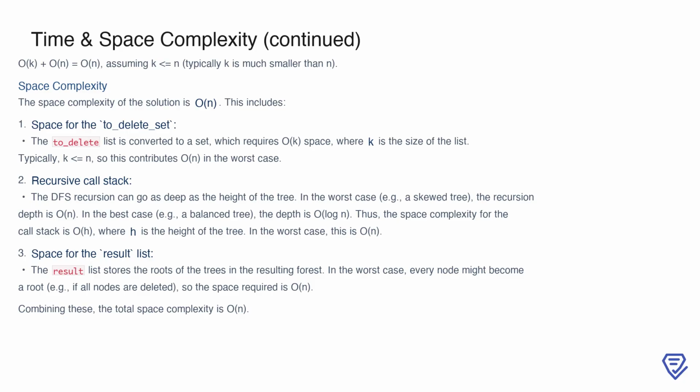Next, we have the recursive call stack, which depends on the height of the binary tree. In the worst-case scenario, such as a completely skewed tree, the recursion depth equals the number of nodes, resulting in O(n) space. In the best case, with a perfectly balanced tree, the depth is O(log n). Thus, the space complexity for recursion ranges from O(log n) to O(n). Lastly, we have the result list, which stores the roots of the resulting trees. In the worst case, where every node becomes a root due to deletion, the space required is O(n). When we sum these components, the total space complexity becomes O(n), as the other factors are either bounded by n or grow more slowly than n.